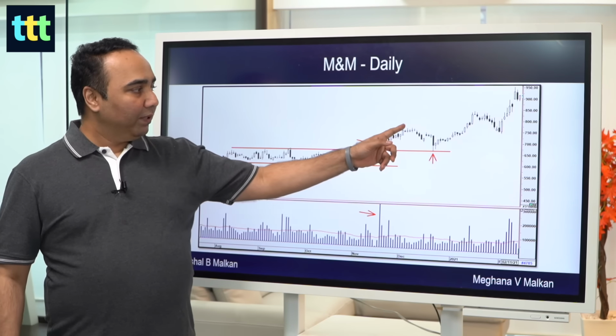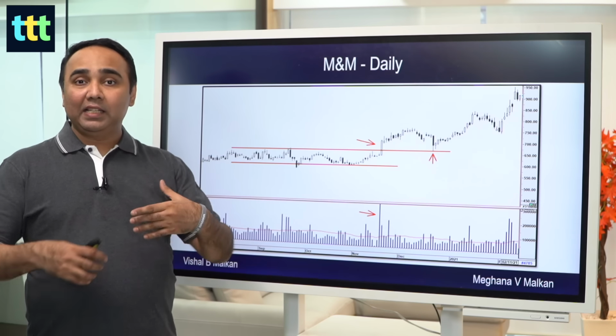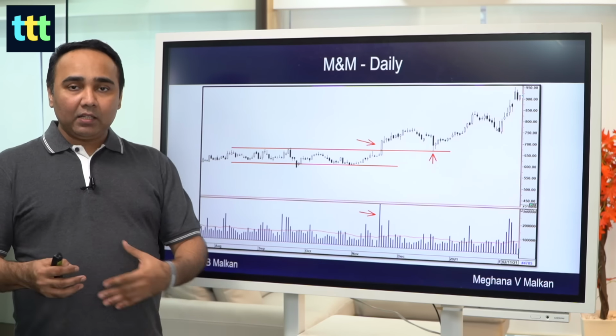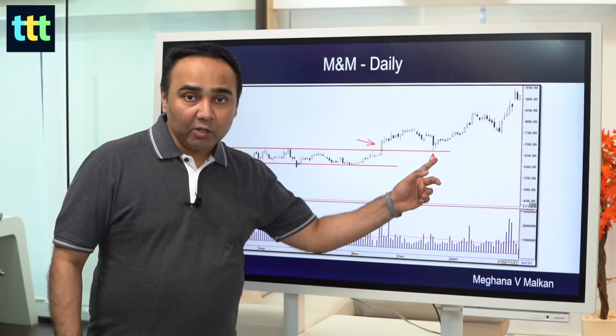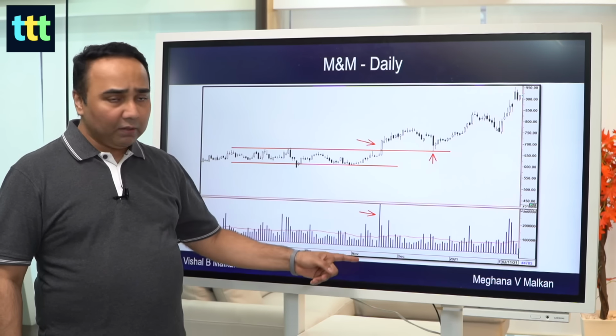And then it goes up and actually it takes support on the same level. This is called CIP, change in polarity. It's a whole topic in itself. So the previous resistance has now become support. And look at this breakout, the big volume.